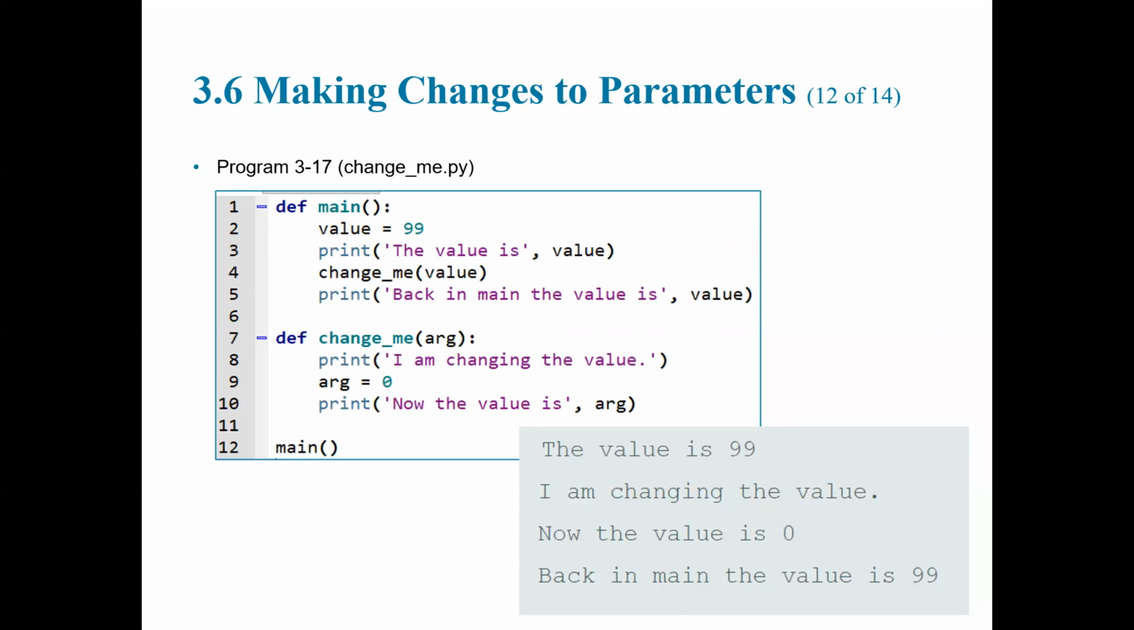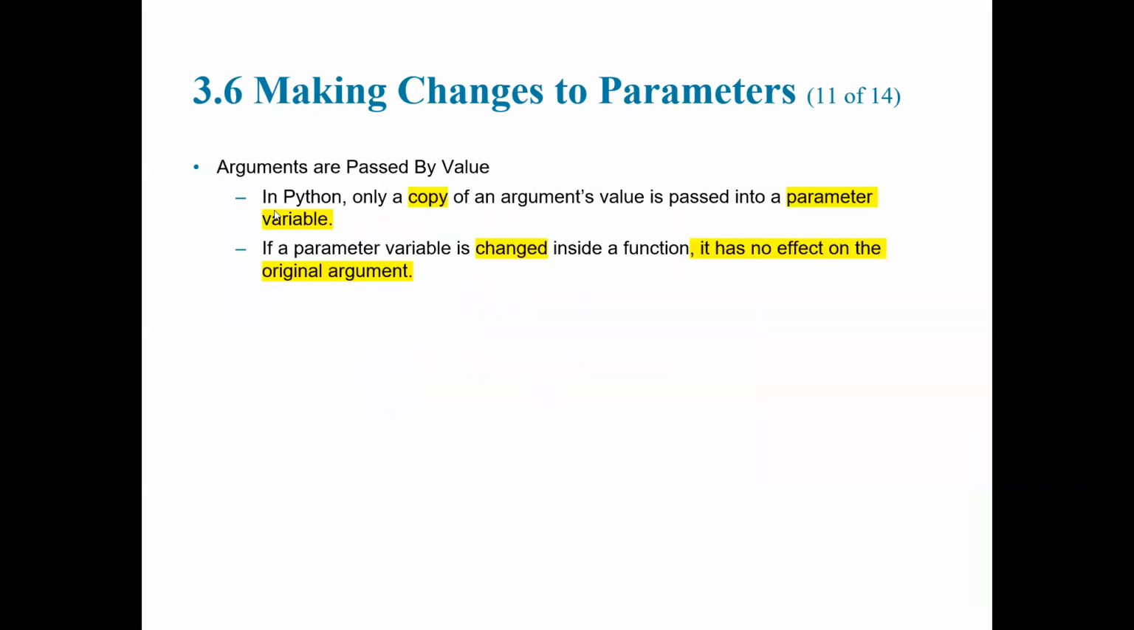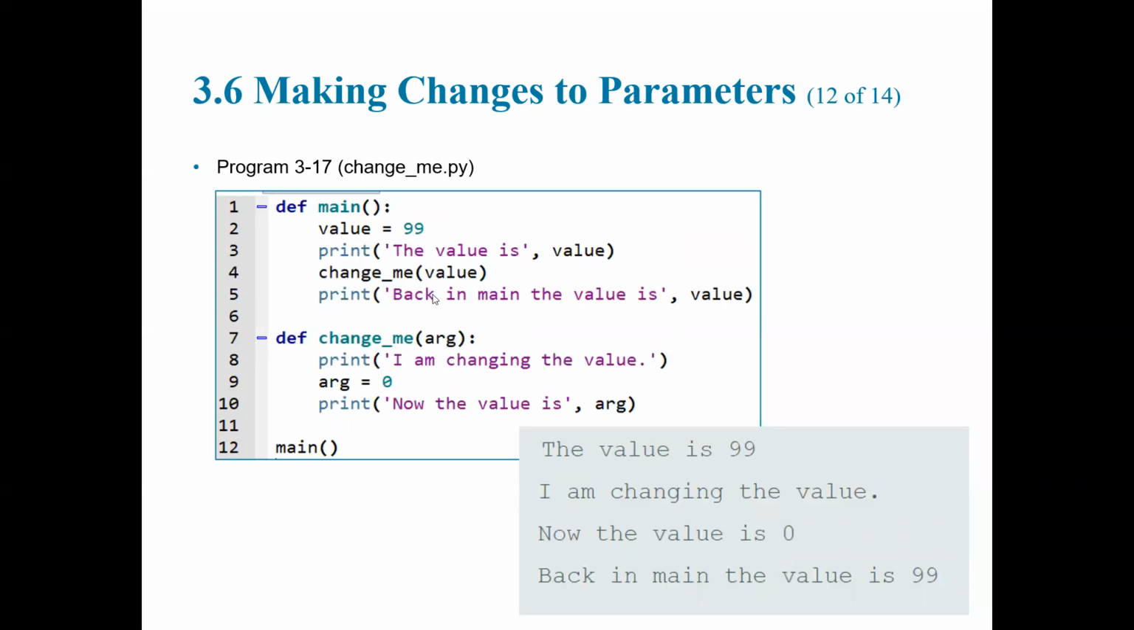Let me reiterate what I just said: in Python, only a copy of an argument's value is passed to the parameter variable. If a parameter variable is changed inside a function, it has no effect on the original argument. If you'll notice here, we passed 99 to the parameter variable. We then assigned 0 to args, and then came back to main and printed out the value, and it remained 99. Why? Because we only passed it a copy.